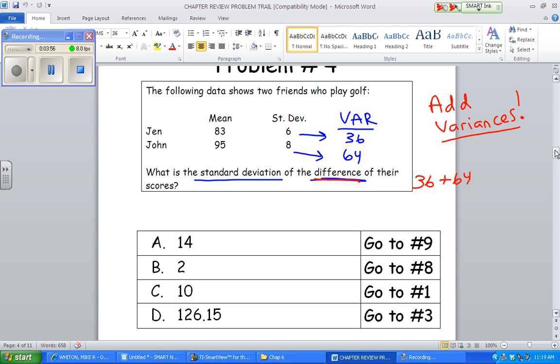That would be the variance of the difference. Now we need the standard deviation. To go from standard deviation to variance, we squared it, so to get back, we need to do the square root. So this problem boils down to the square root of 100, which ends up being 10. So answer C for that problem.